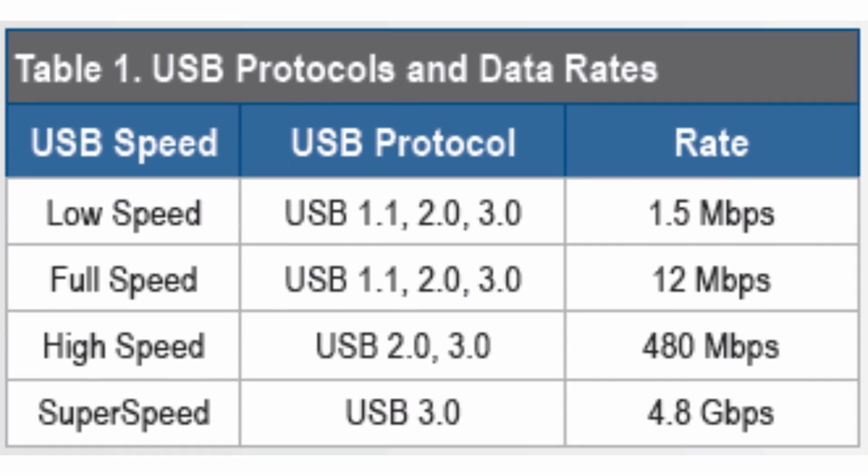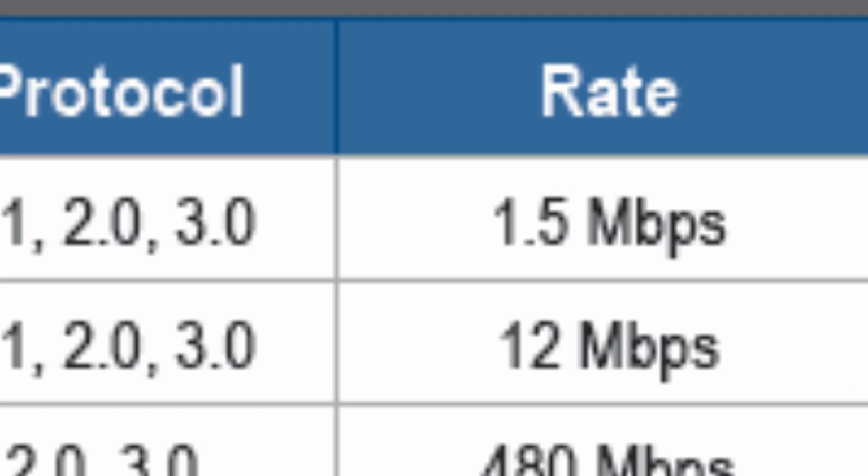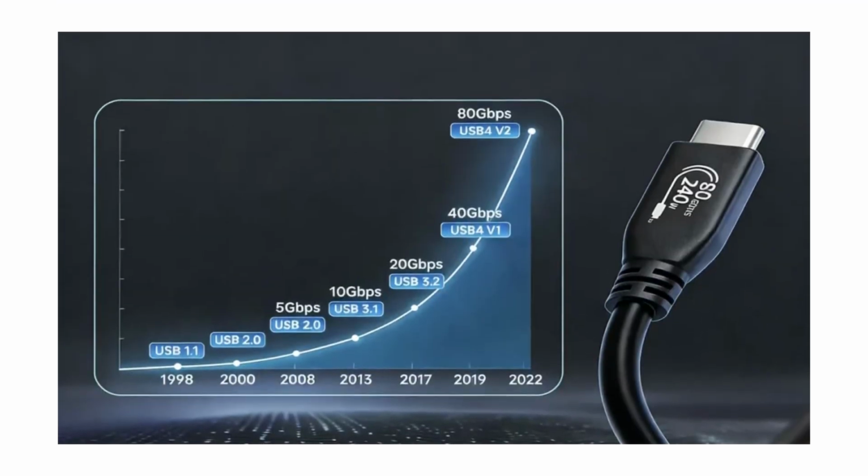The data transfer speed was modest, reaching about 1.5 megabits per second for low-speed devices and up to 12 megabits per second for full speed. While slow by modern standards, it established the foundation that all later USB versions would build on.